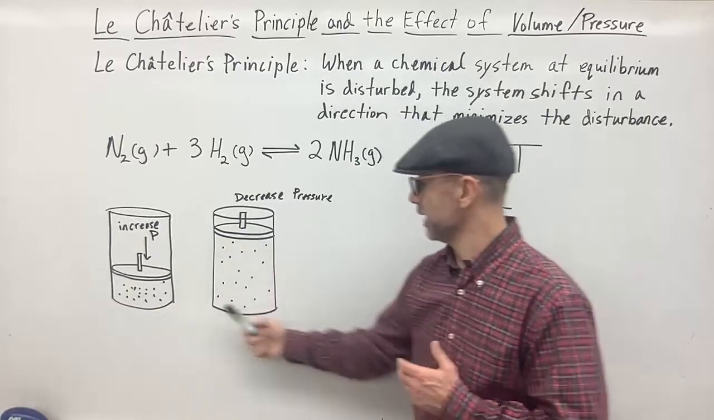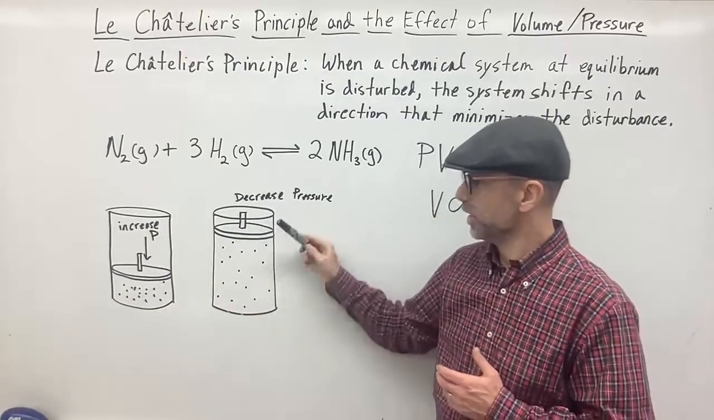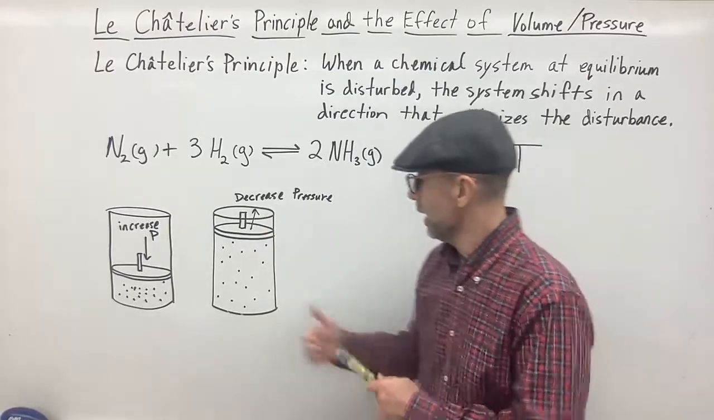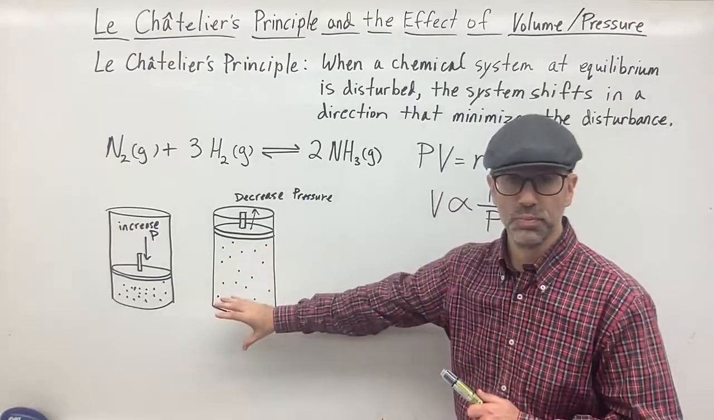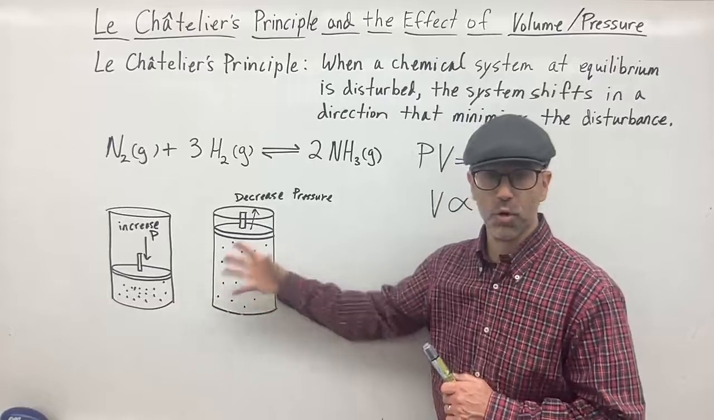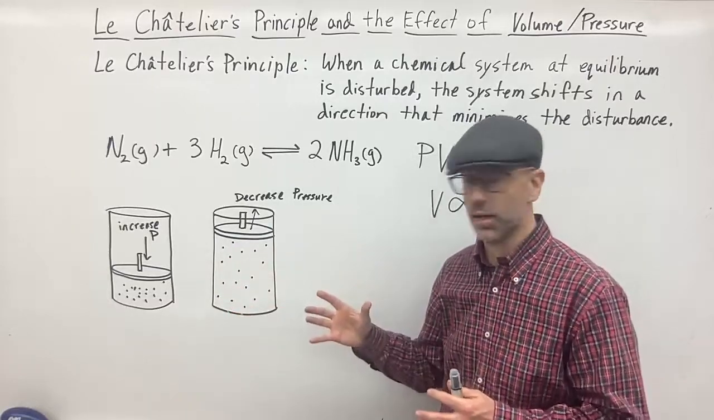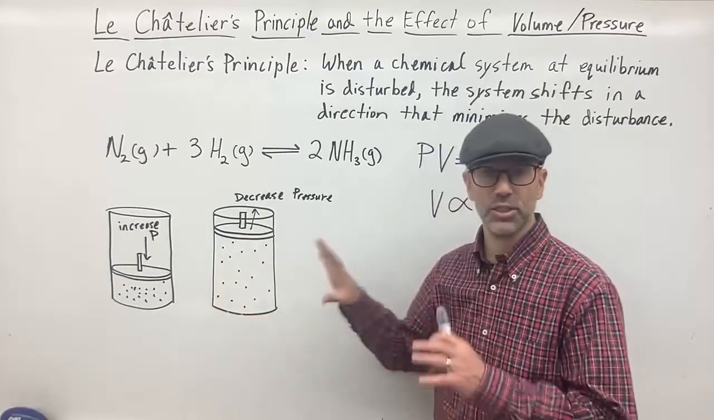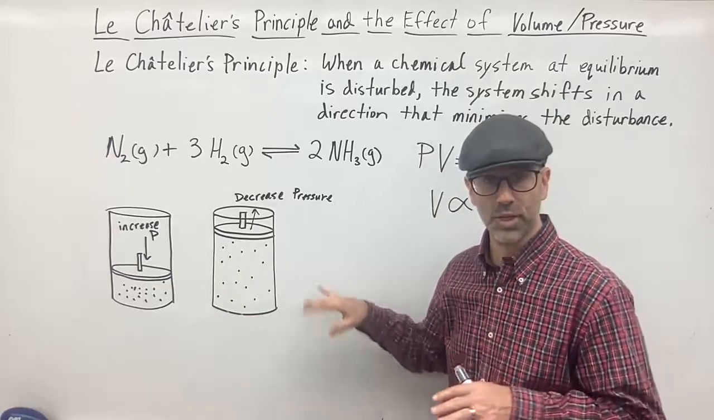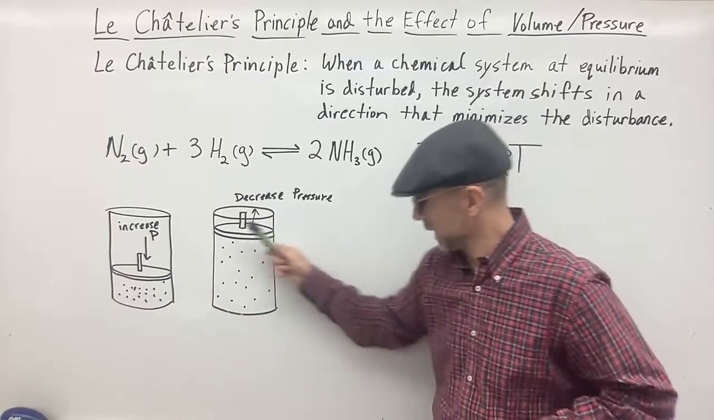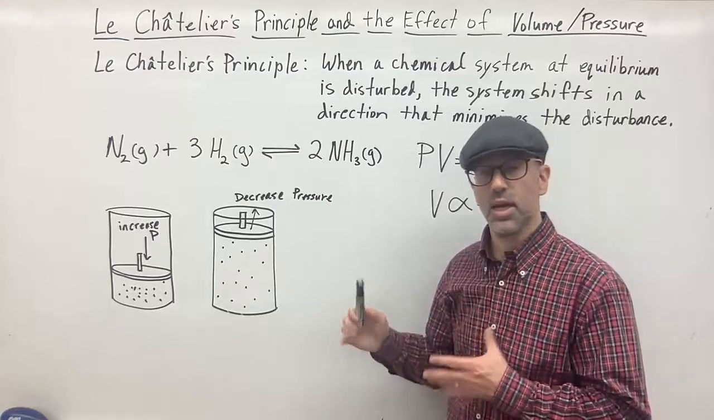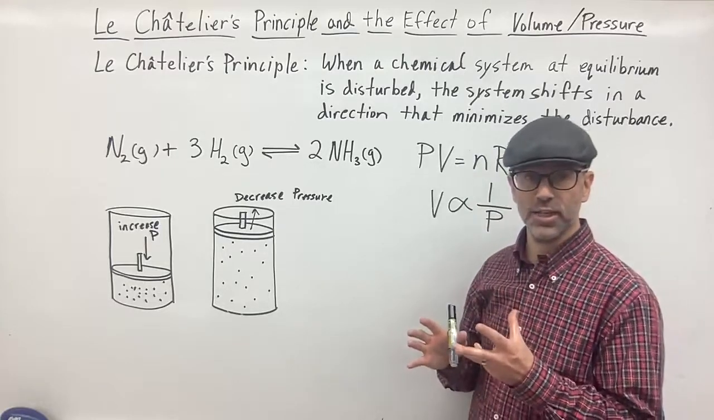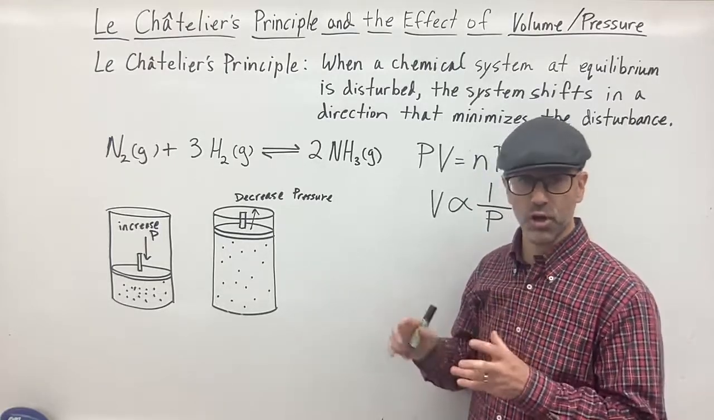On the opposite hand, if I lift the piston and I increase the volume, so now I'm giving the particles more space. They have more room to move in. The amount of collisions with the side of the container is going to go down, and therefore pressure is going to decrease. So increasing the volume decreases the pressure of the gas. Okay, so that's a good review of the relationship between pressure and volume of a gas.